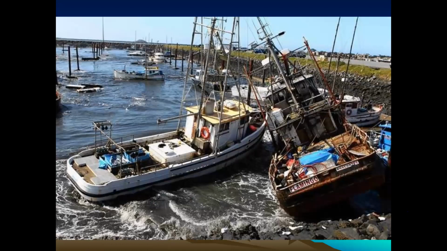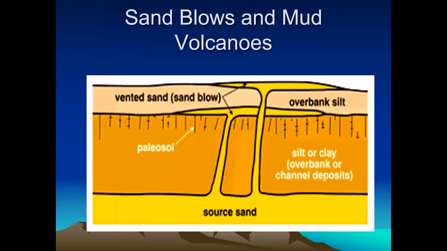Crescent City received damages from that. The harbor suffered severe damage, as well as the Santa Cruz harbor. These are some of the boats that have crashed into each other. Then there are sand blows and mud volcanoes. These are related again to these waves that are moving through, shaking the soil.